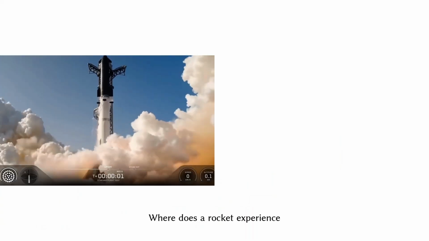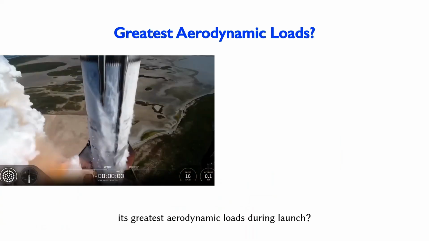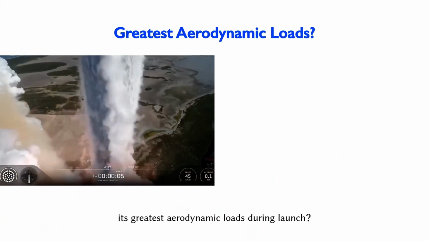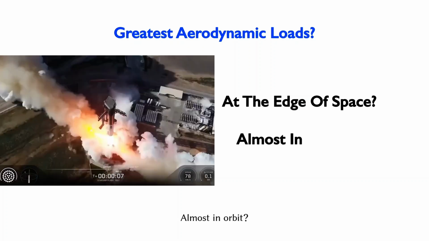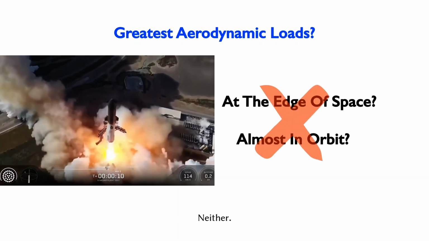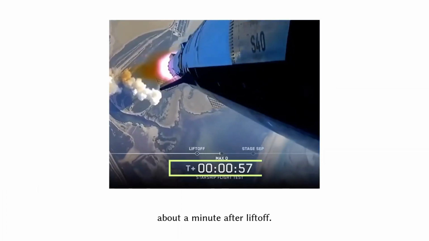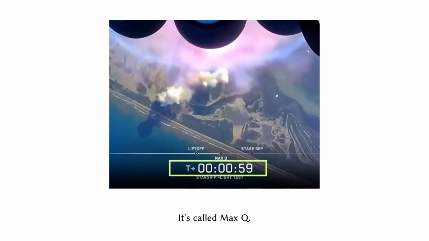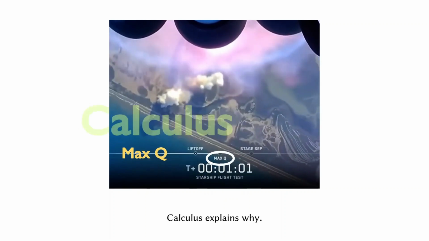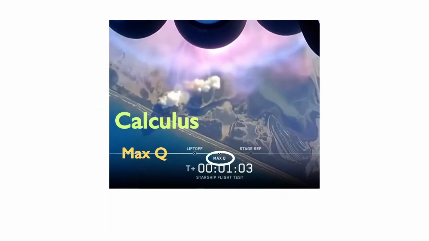Where does a rocket experience its greatest aerodynamic loads during launch? At the edge of space? Almost in orbit? Neither. It usually happens about a minute after liftoff. It's called max Q. Calculus explains why.